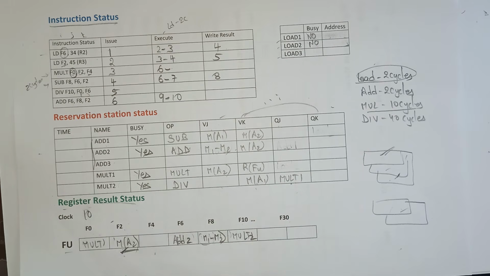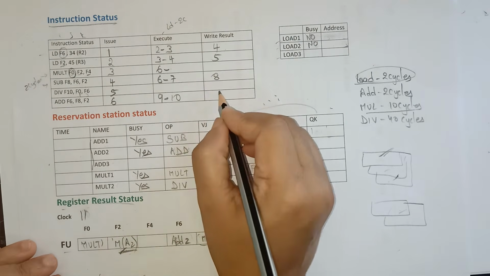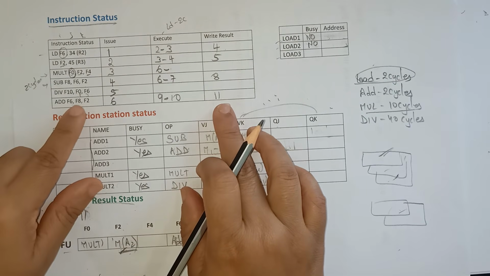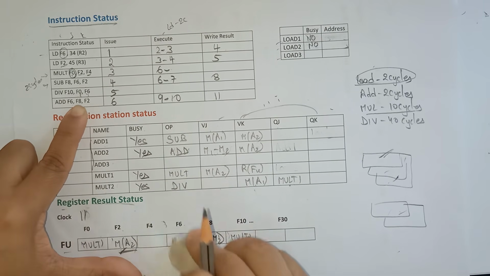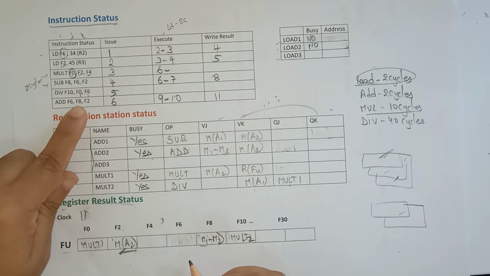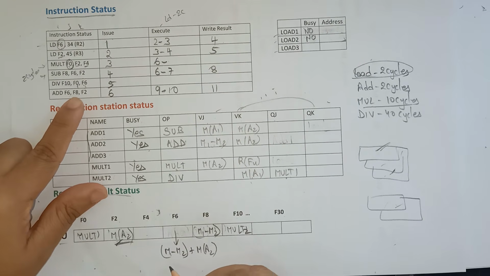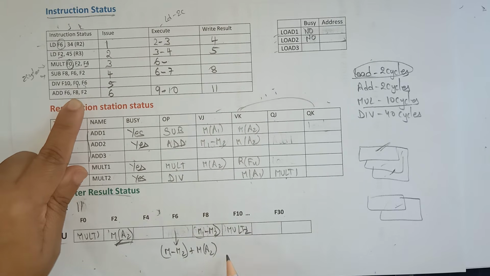Now at the 11th clock cycle, this adder also completes its execution and writes the result back. Whenever it writes the result back, F6 now holds, instead of adder 2, F8 minus F2. F8 means what? I am writing here: M1 minus M2 plus MA2. So M1 is nothing but M of A1 minus M of A2 plus MA2. This is the addition. So F6 is holding the value.